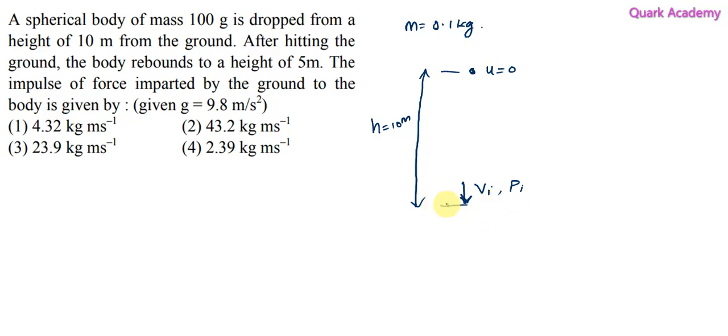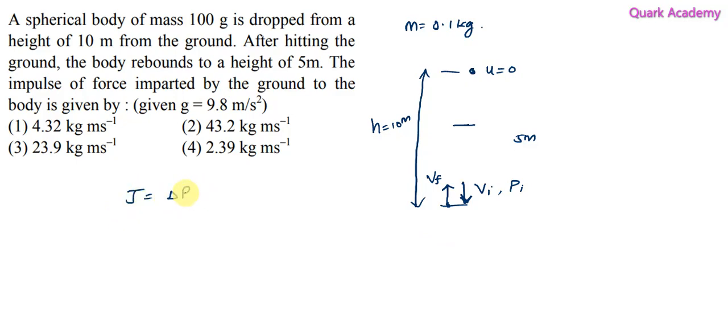Now, after hitting, it will rise up with some velocity. Let's consider that is vf. So after hitting the ground, it is rising up and it is going to a height of 5 meters. That's what is given in the question, and we need to find the momentum, rate of change of momentum, that is the impulse imparted by the ground. So we need to find the impulse.